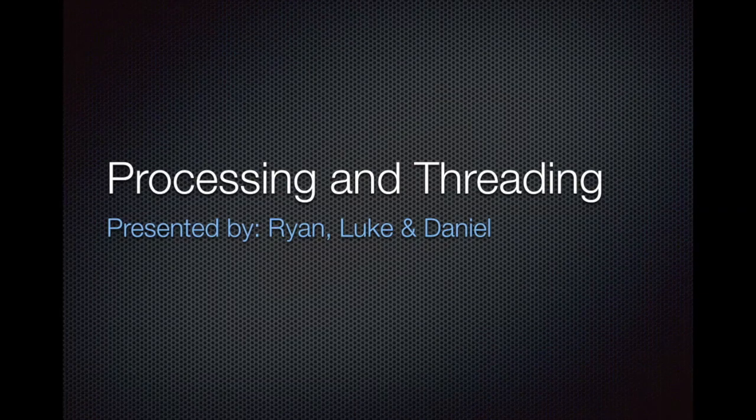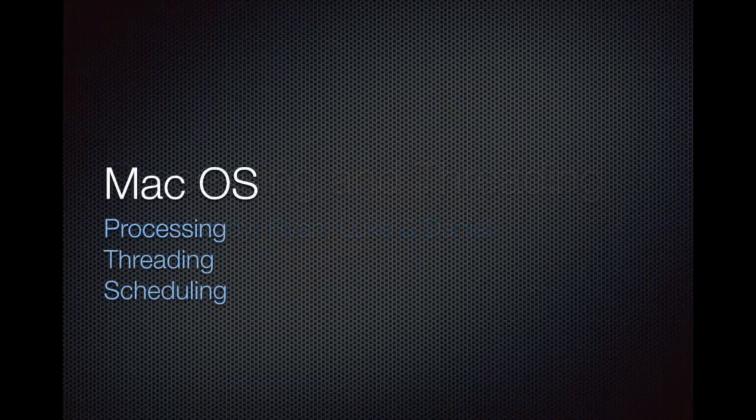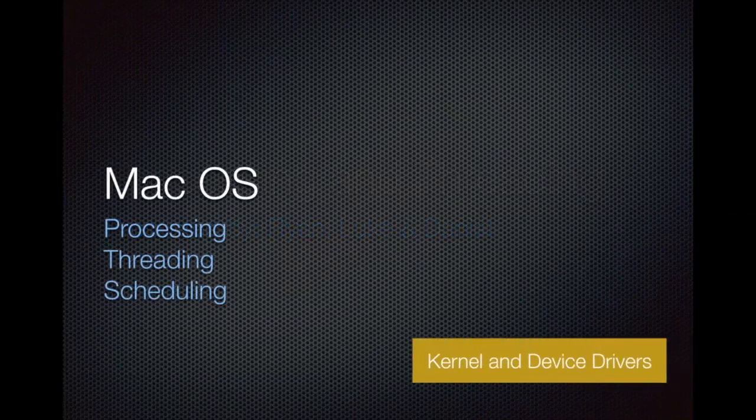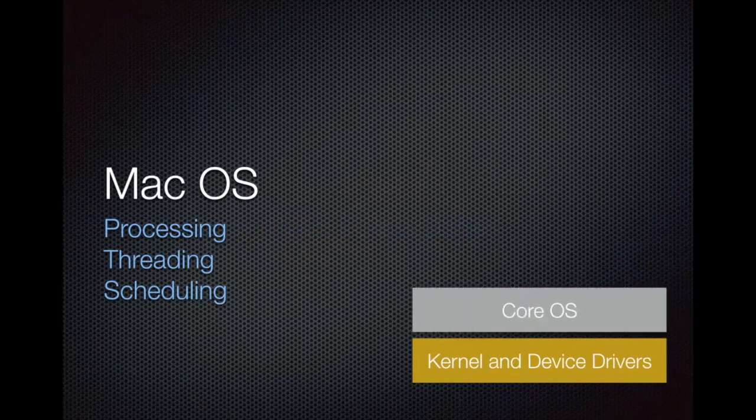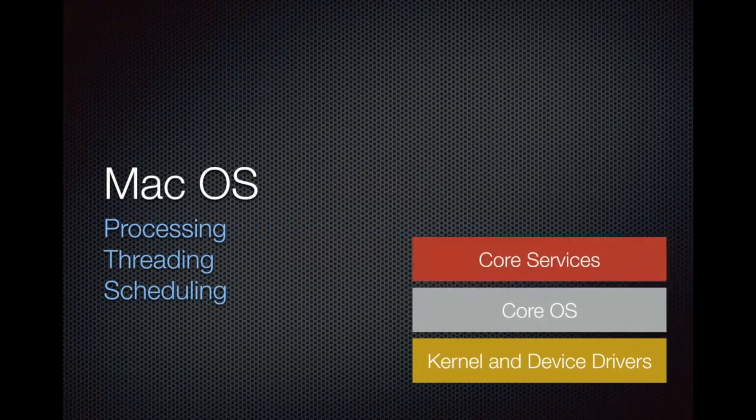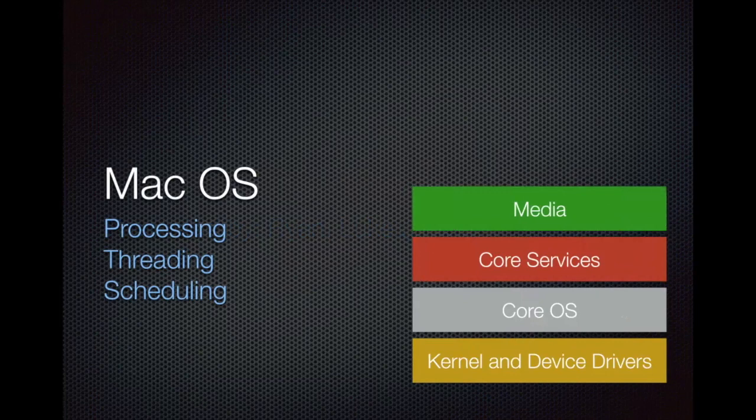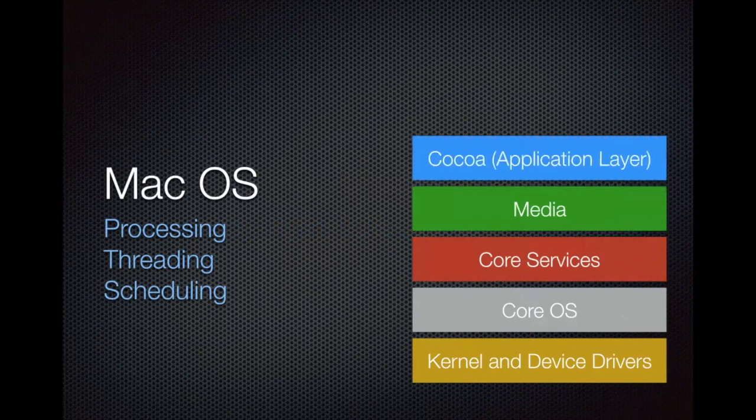We are going to be talking about processing and threading on Mac, Windows, and Linux. We're going to start here with the Mac OS. The Mac OS is broken into several different layers. We have the kernel and device drivers, core OS, core services, media, and finally the Cocoa application layer. These are kind of the layers of abstraction that Mac uses for its operating system.